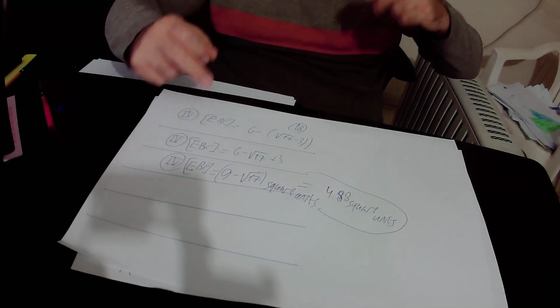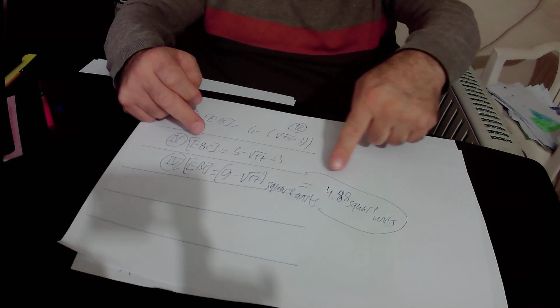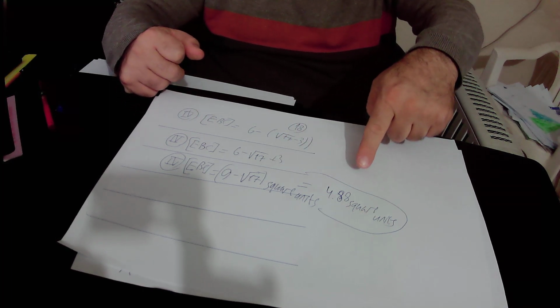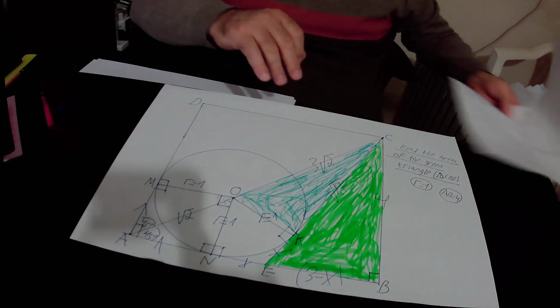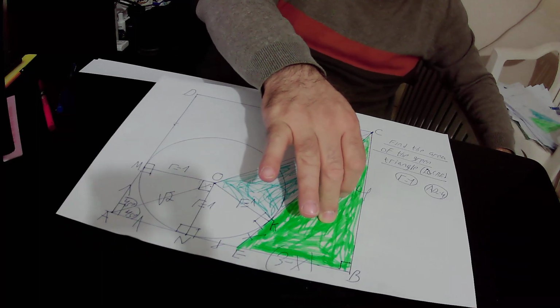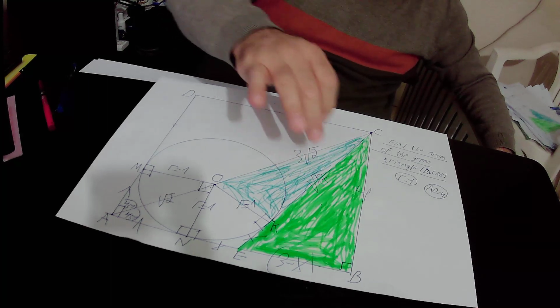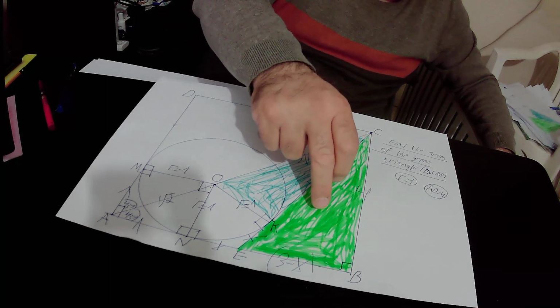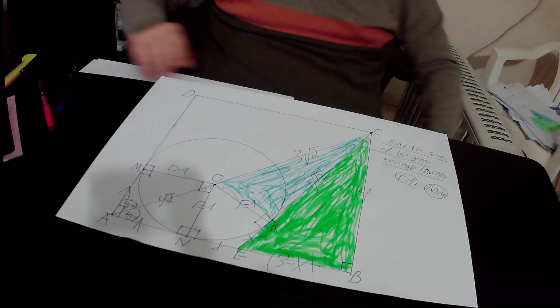So the area of the green right triangle equals 9 minus square root of 17 units, so in terms of numbers, the area of the green right triangle equals 4.88 square units. I will repeat again, the area of this green right triangle, triangle EBC equals 9 minus square root of 17 square units, or in terms of numbers, the area of this green right triangle, triangle EBC equals 4.88 square units. Okay, thank you very much.